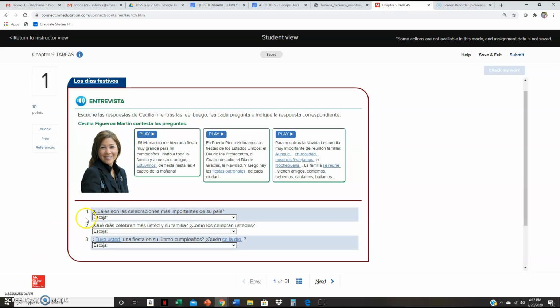It tells us, escuche las respuestas de Cecilia mientras las lee, luego lea cada pregunta e indica la respuesta correspondiente. So escucha, listen, while she's reading, and then read the questions and indicate the corresponding response. ¿Cuáles son las celebraciones más importantes de su país? We have these couple of options here.